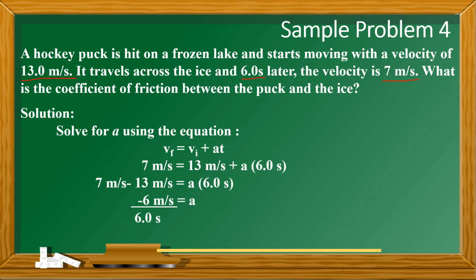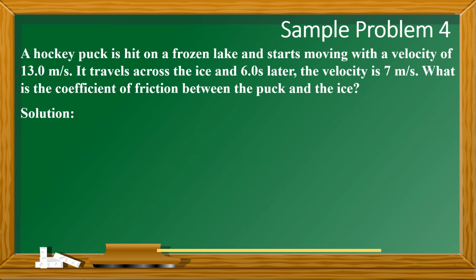In order to get the value for a, we have to divide both sides by 6 seconds. So, negative 6 meters per second divided by 6 seconds gives an acceleration equal to negative 1.0 meters per second squared. Now that we already have the value for acceleration, which is negative 1.0 meters per second squared, let's proceed to getting the value for the kinetic friction.